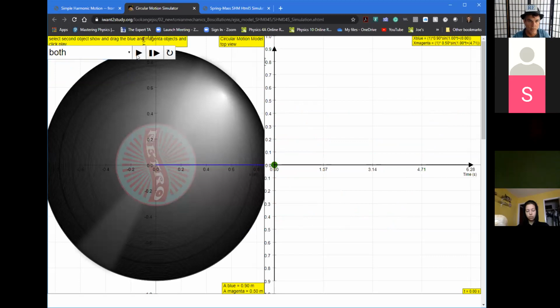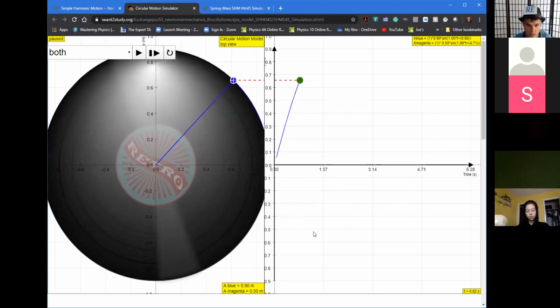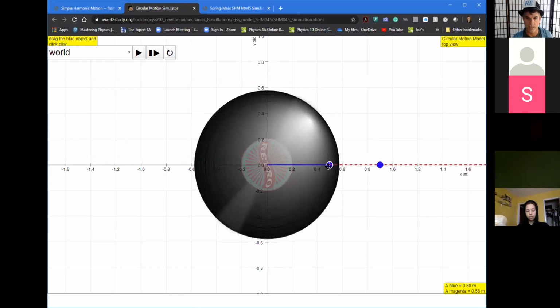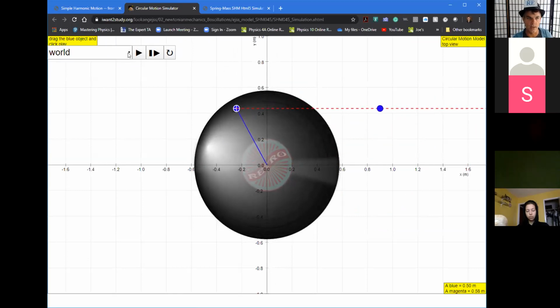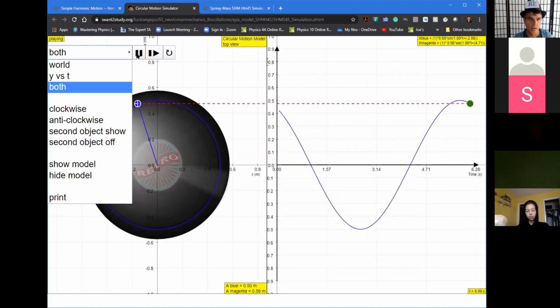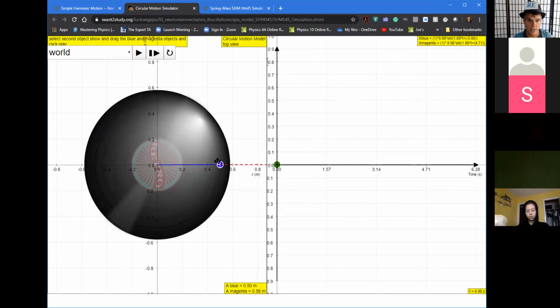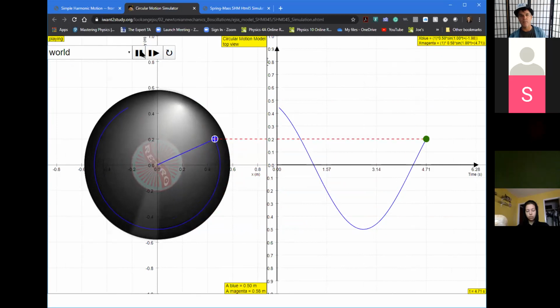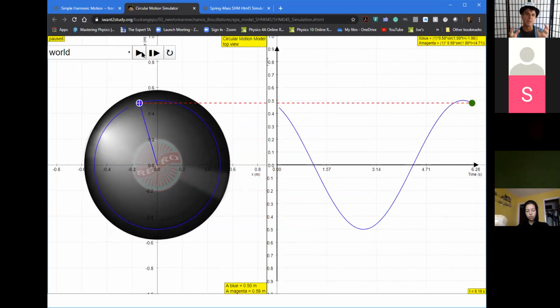If, though, I wanted to start it at a different position, what would happen here? If I wanted this system to start here, I cannot describe that as just A times cosine omega t, because at t equals 0, cosine of 0 is 1, I would always have to be at x equals A.